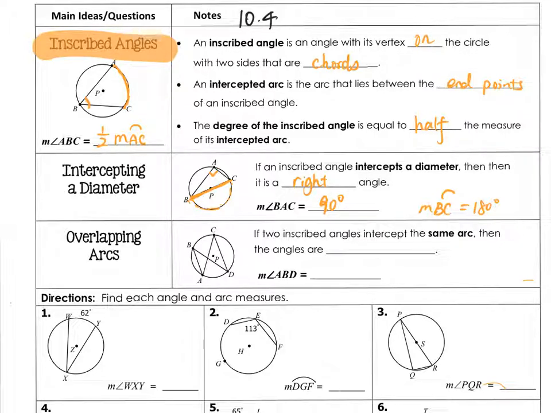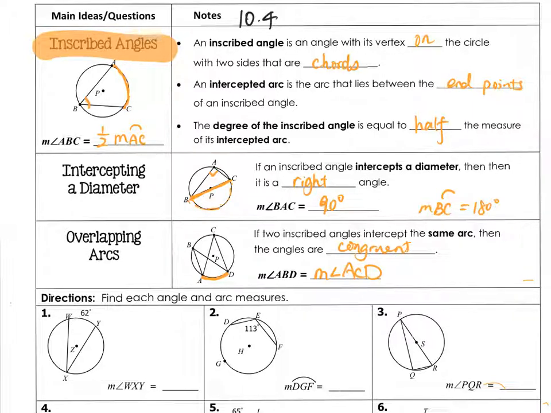Finally, if two inscribed angles intercept the same arc, the angles are congruent. Oops, I keep touching. So congruent. And in this case, AD right here is the shared arc. Therefore, angle ABD and angle ACD are exactly the same.